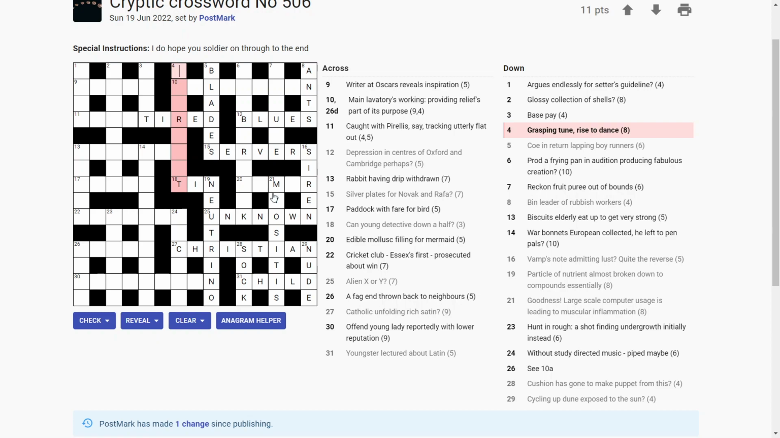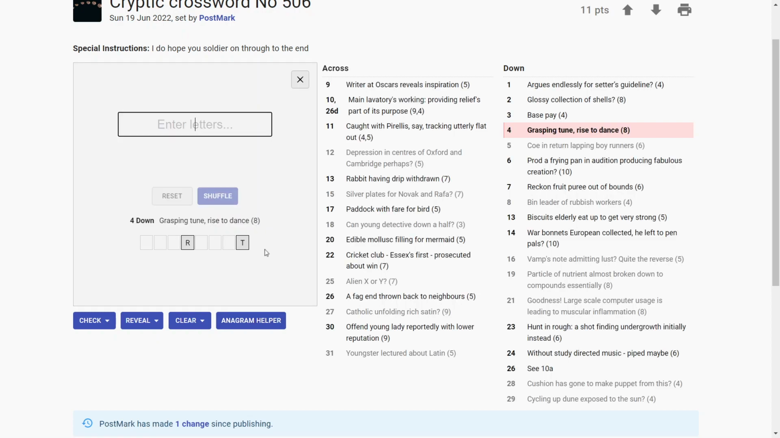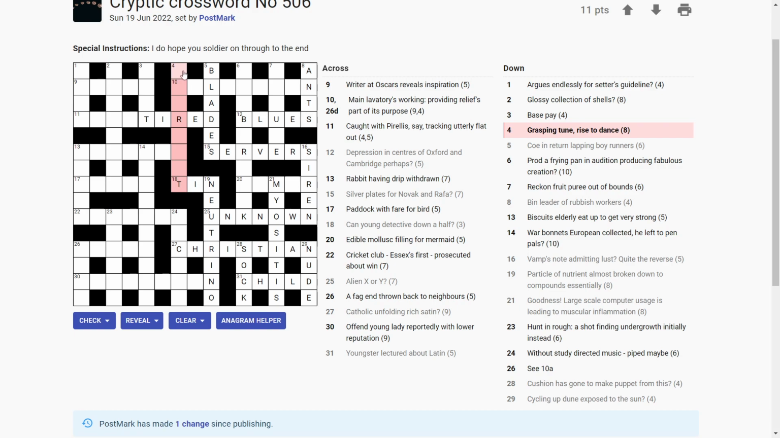Rasping tune. Rise to dance. Esurient? That's a word, isn't it? Esurient. Let's write it in. Does it mean? I thought it meant hungry. I only know that word from the Monty Python cheese shop sketch. If that's the answer, in fact, let's check that that's the answer. Yes. So grasping. Does grasping mean hungry? Possibly.